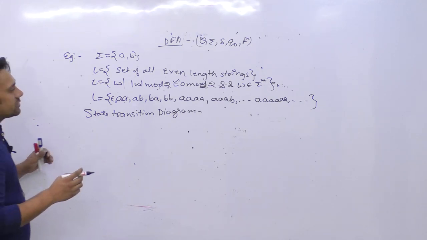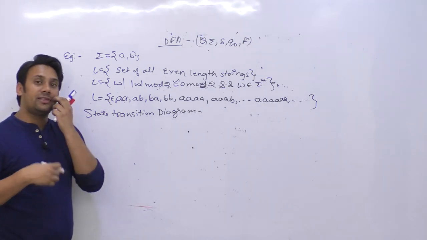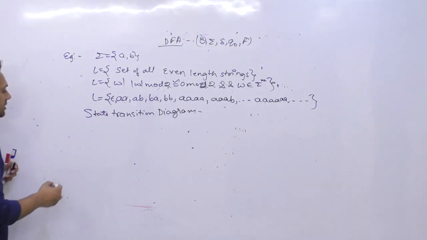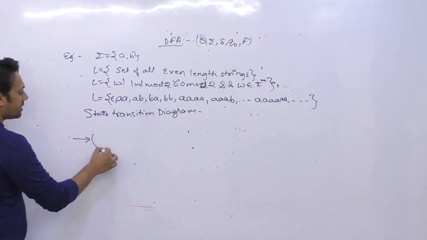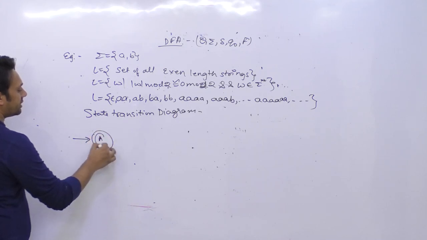So here what we have to do is we have to accept strings whose length is 0. So if you want to accept a string whose length is 0, in that case you are going to make your initial state as your final state.